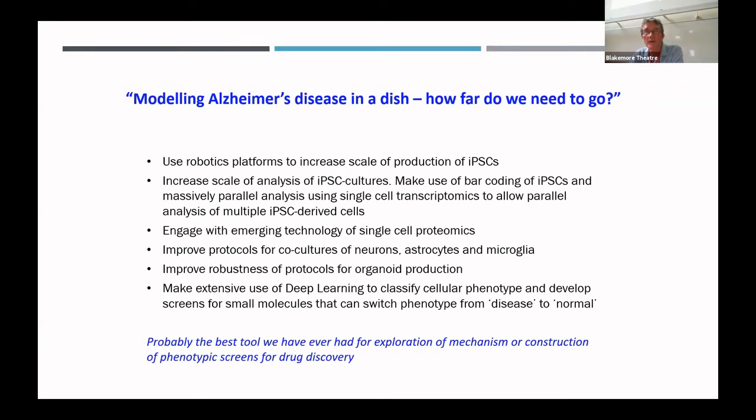We must make use of deep learning, and any form of machine learning, but deep learning specifically, to classify the cellular phenotype and develop the screens for small molecules that can switch phenotype. So having given that resume of where we've been and where we are, then I think don't focus too much on the negative, because I think iPSCs to model neurodegeneration, to model Alzheimer's, is still the best tool we've ever had in the toolbox.